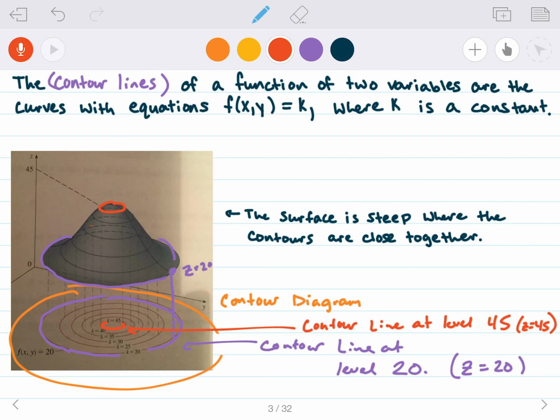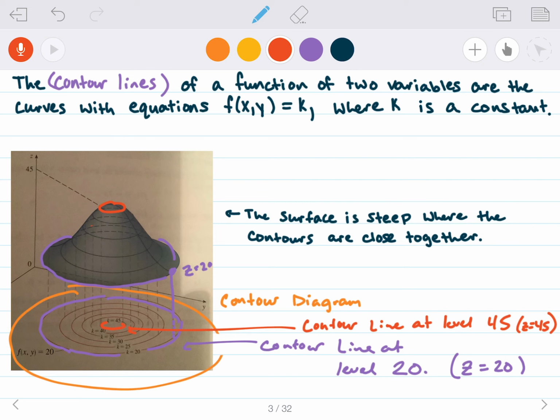All right, so that's the idea. You can see that this is a useful tool for determining 3D shapes, if we only have this information to go off of.